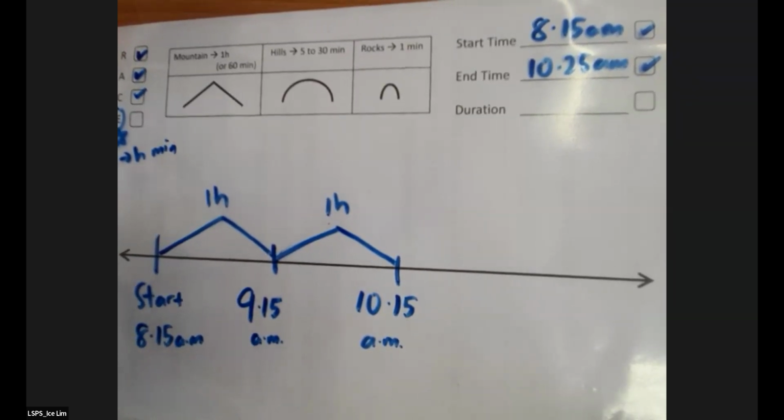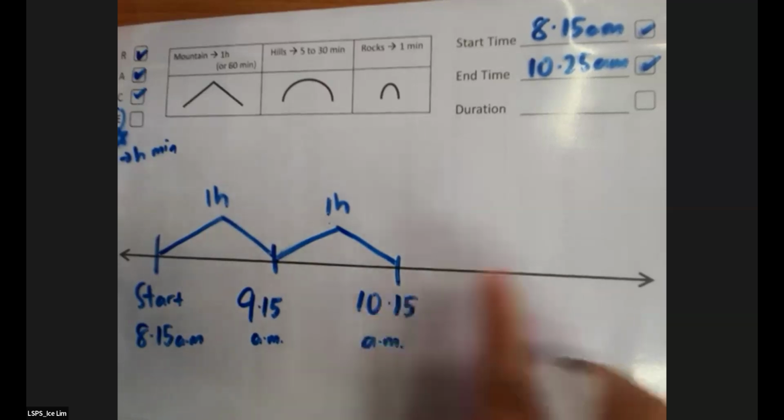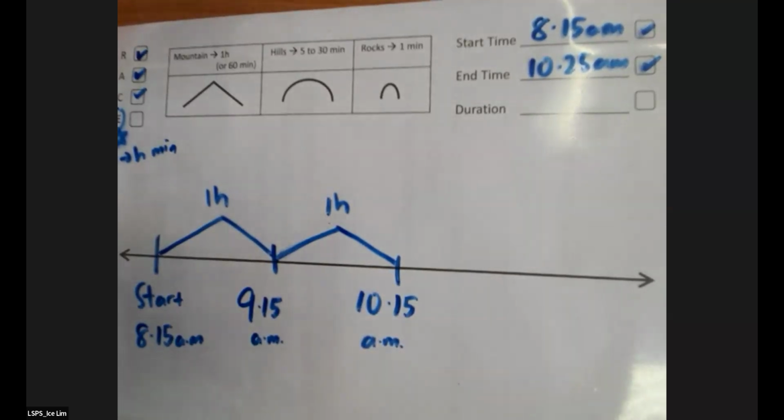Now, shall I choose to draw another mountain? No, I wouldn't, because if I draw another mountain, what will be the time already? Yeah, it'll be 3 hours, and you'll be after 11 already, after 10:25 already, it's over already. So I will not choose a mountain anymore. I'll not go by the hour. I'll choose a smaller one. I can choose the hill or the rock. Let's say I choose the hill.